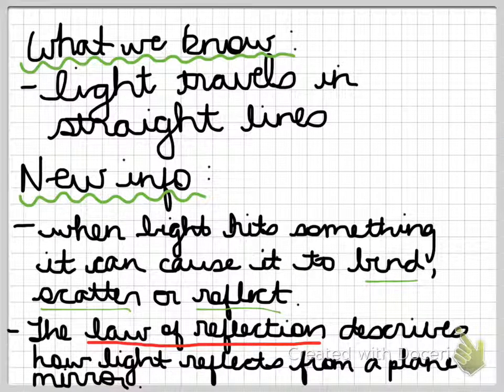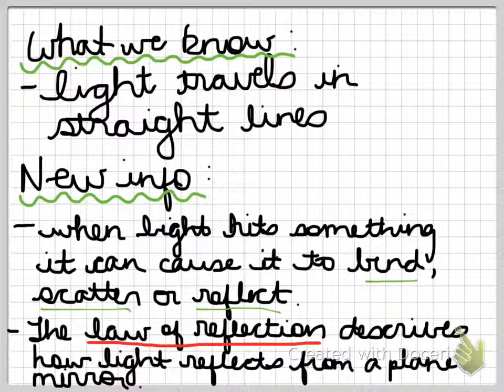Now before we get started on the new information, we need to know what we already know about light. So we know that light travels in straight lines, and that's called the rectilinear propagation of light. So it just travels in straight lines. It can't bend without following a specific rule of bending. It can't curve around something. It travels in straight lines unless it hits an object.